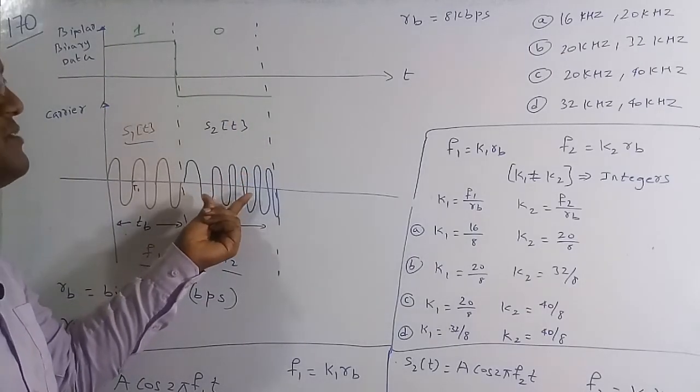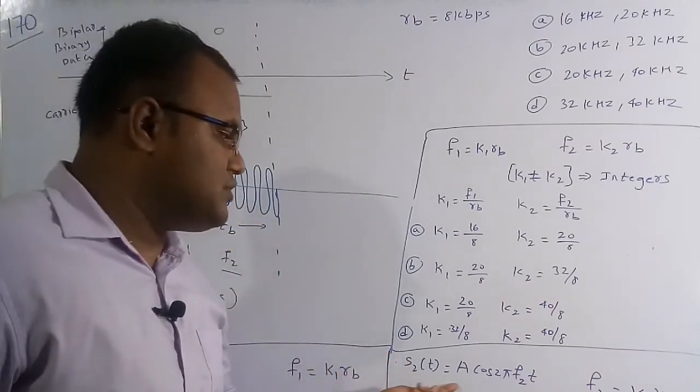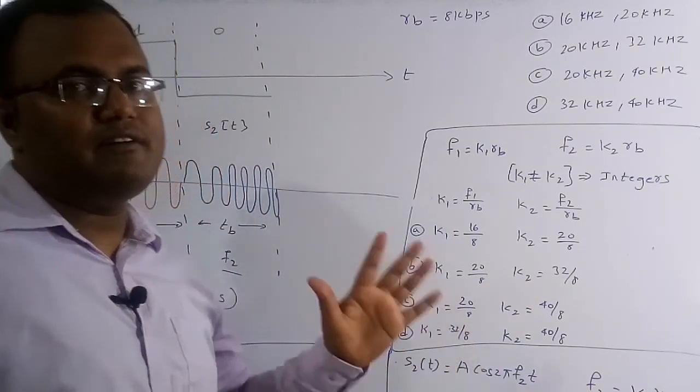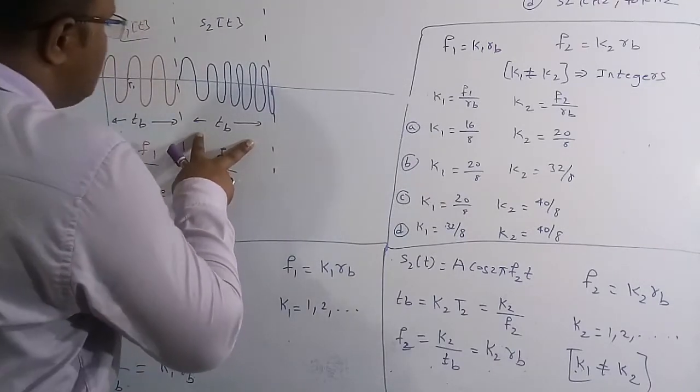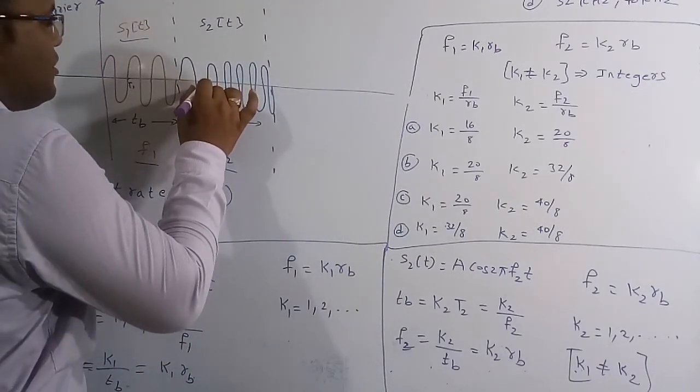Here I am going to assume a signal S2(t). S2(t) is A cos 2 pi f2 t, because the frequency is different. The total width of time is, suppose, this has a time period of T2.